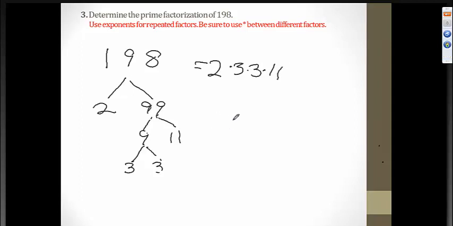All those numbers are primes. The other thing we can do with it is I can use an exponent for the 3 and make it 3 to the second power. You also should become familiar with the first 10 prime numbers.